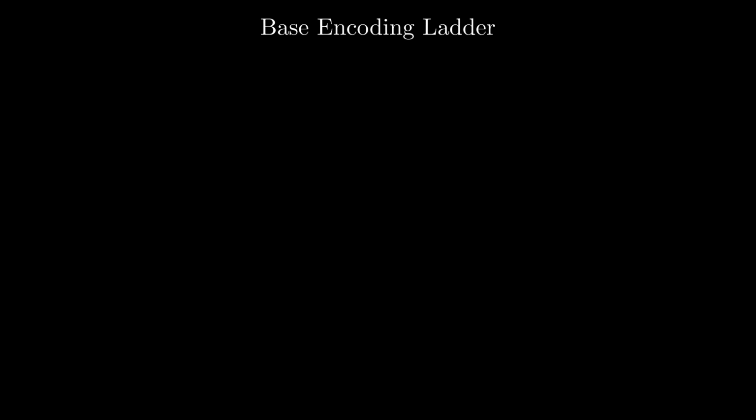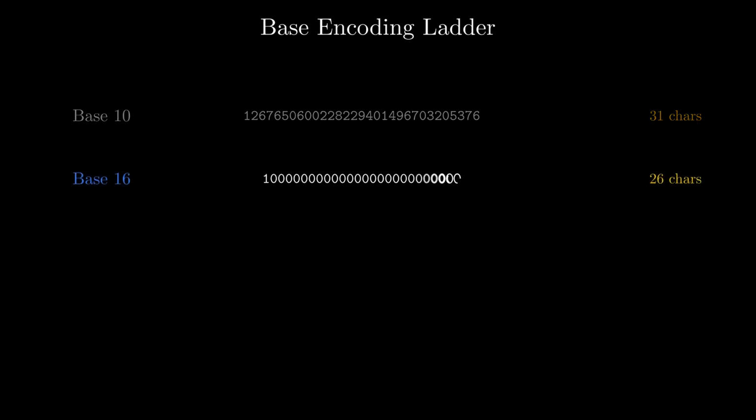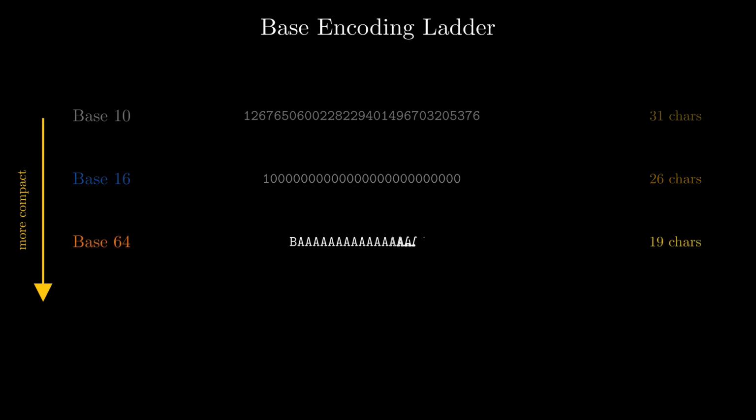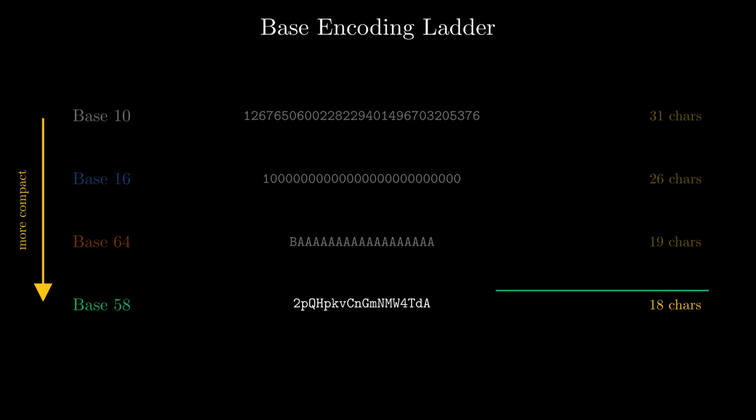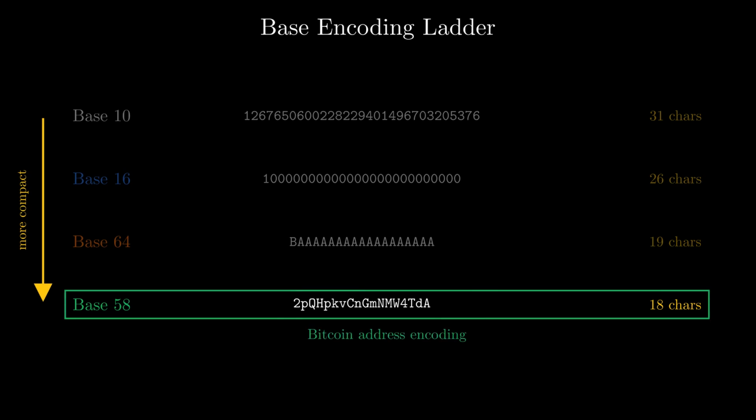Start with the basics. Any number can be written in different bases. Decimal uses 10 digits. Hexadecimal uses 16, compressing the same value into fewer characters. Base 64 packs even more using letters, digits, plus, and slash. Higher bases mean shorter strings, and Bitcoin addresses sit in base 58, which compresses binary data efficiently while staying readable. The catch: base 58 isn't encryption. It's a reversible encoding. Anyone can decode it. The point is readability and error resistance, not secrecy.